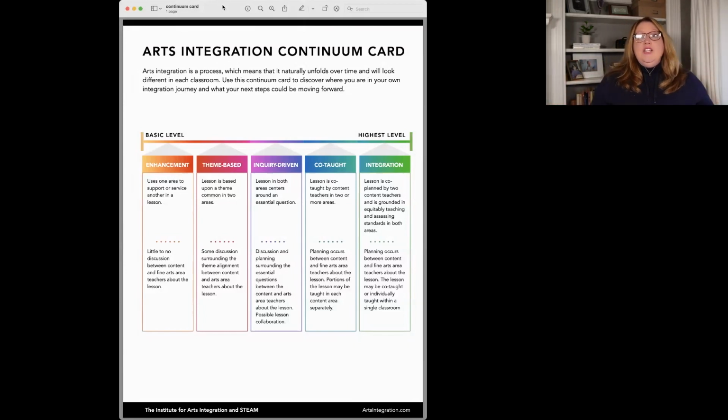Now, here's what this looks like in terms of teacher planning. In an arts enhancement lesson, there's little to no discussion between the content or the arts area teachers about the lesson, right? As a music teacher, I could go do this lesson on my own. I don't have to talk to the math teacher about it. If I am the fourth grade reading teacher, I don't need to go to the visual art teacher to talk to her about this lesson because I got it, right? Because I'm writing it on my own and I'm using the art piece in service. So that's what that looks like in terms of planning.